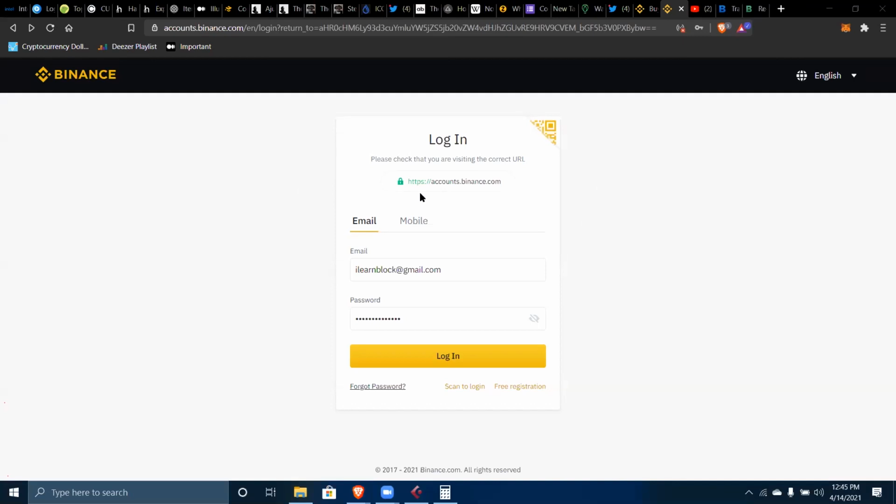How do I convert coin on Binance to cash? You sell for BTC and then you go to peer-to-peer and sell BTC for Naira.